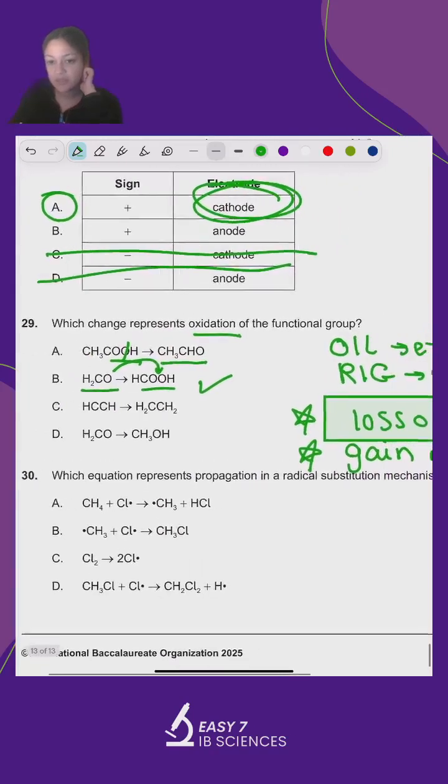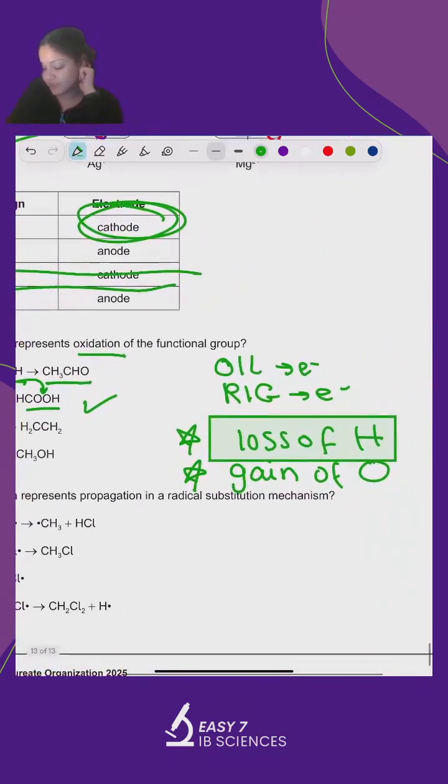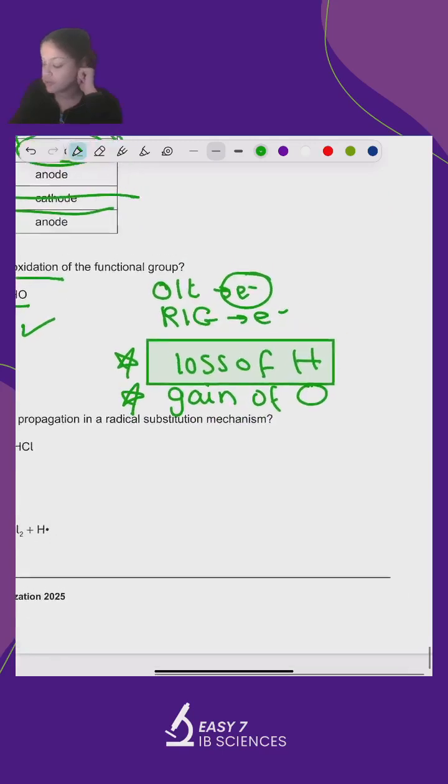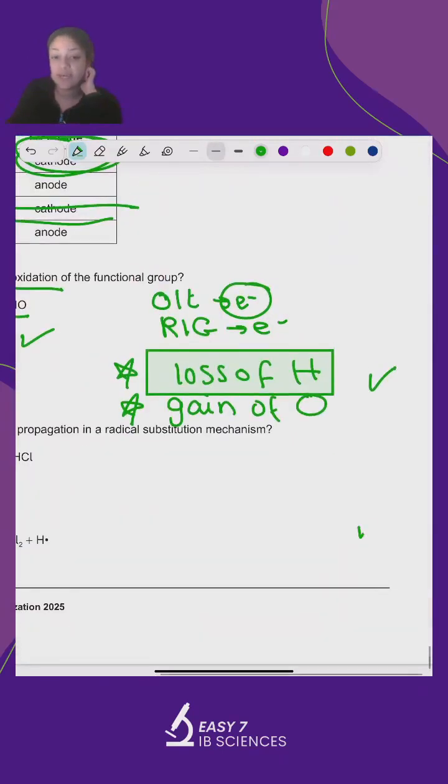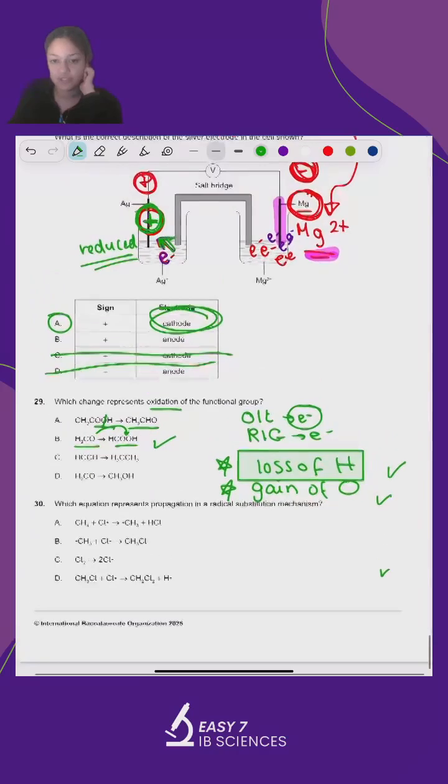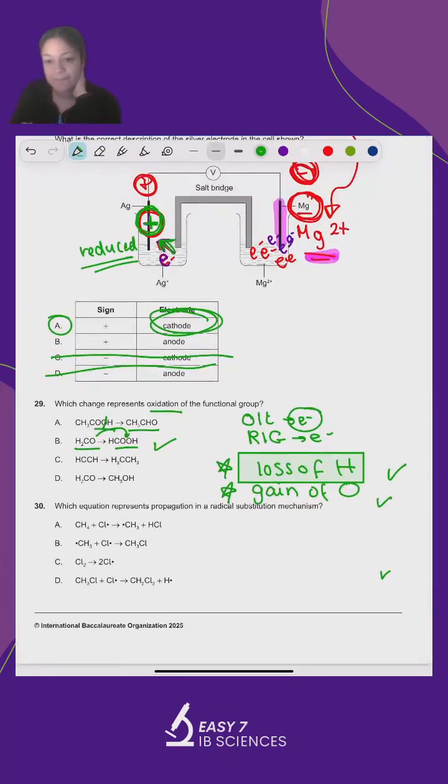Okay? Oxidation is absolutely loss of electrons. So oxidation is loss of electrons, absolutely. You can also have loss of hydrogen as oxidation. You can also have gain of oxygen as oxidation as well. Okay? Yeah, absolutely. So oxidation is loss of electrons, but gain of oxygen, loss of hydrogen.